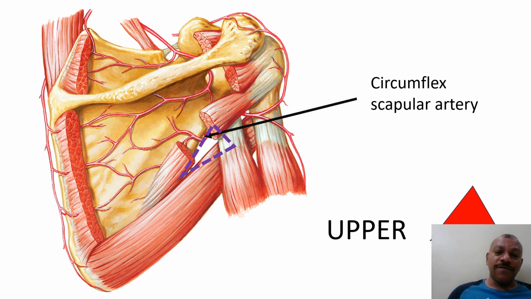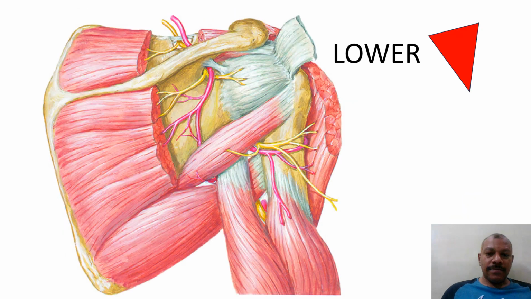This upper triangular space passes the circumflex scapular artery, which is a branch of the third part of the axillary. Actually, it is a branch of the subscapular artery. The subscapular artery in turn is a branch of the third part of the axillary.